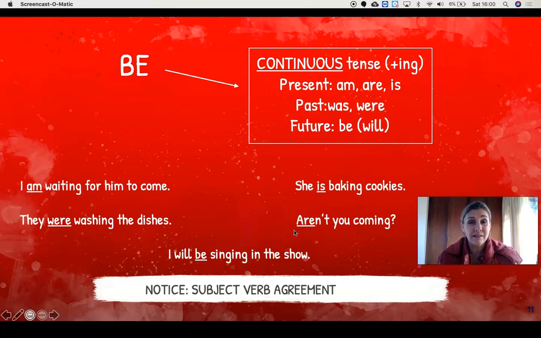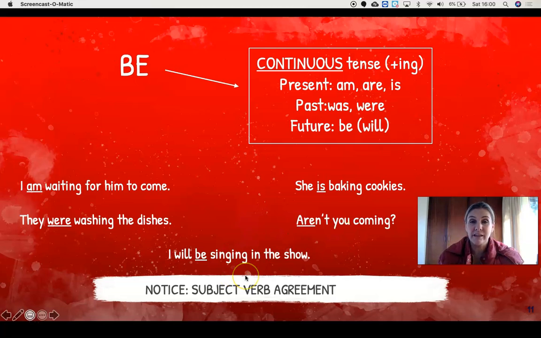Aren't you coming? So that's in the negative. So there's the present tense. Instead of saying, are you coming? I'm saying, are in the negative. Aren't you coming? Are you not coming? It's actually what it stands for. And remember, we use these contractions as function verbs, so it makes your speech flow better.